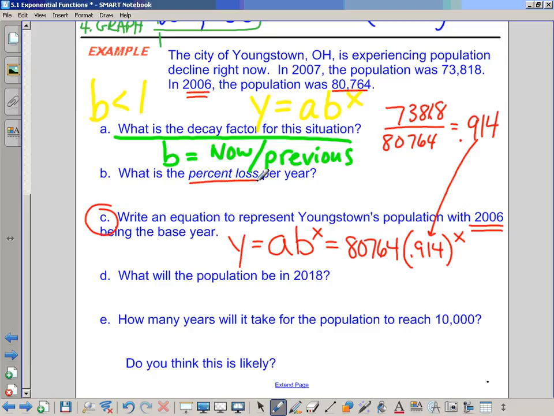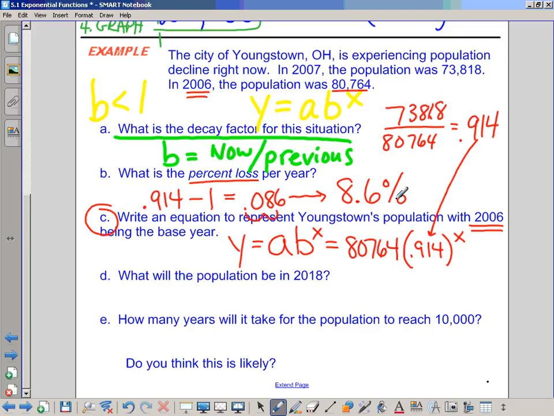A couple ways to do this. The easiest way is to just take your 0.914 and subtract 1. We're going to see how far below 1 this number is, and it should come out to 0.086. Now convert that to a percentage by moving the decimal 2 places to the right. That's a loss of 8.6%. Think of it this way. If they're losing 8.6%, they are retaining 91.4%. If you add those two numbers together, you should get 100%.